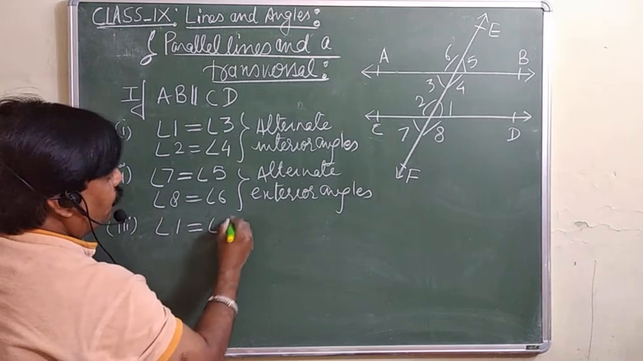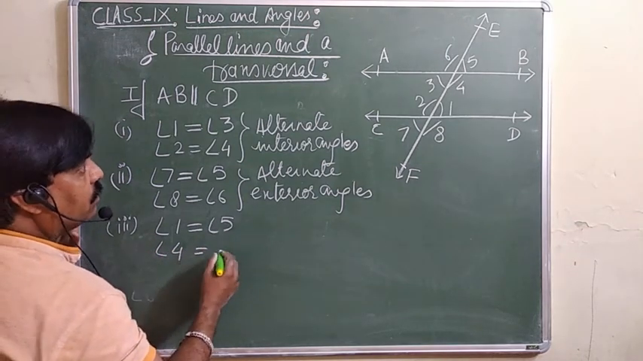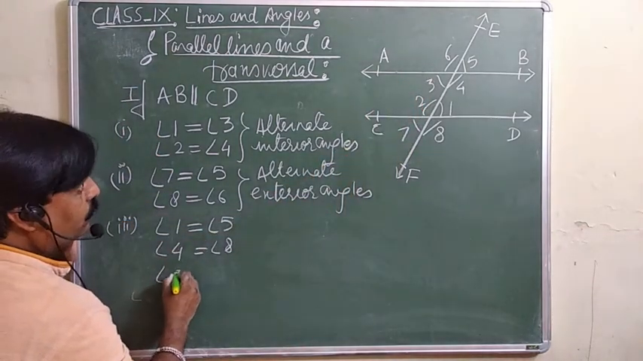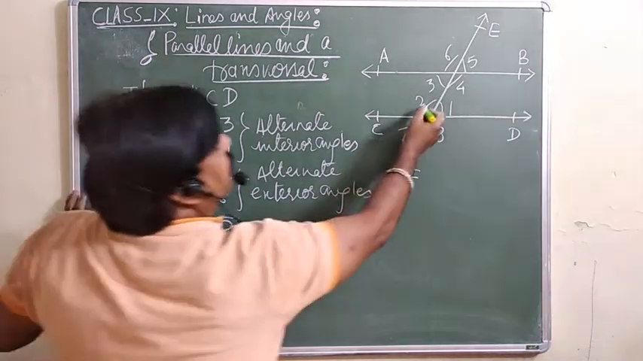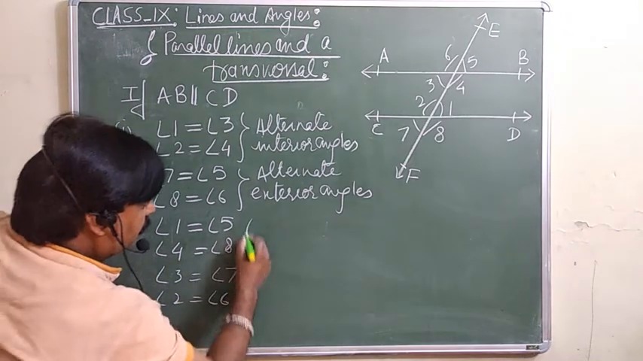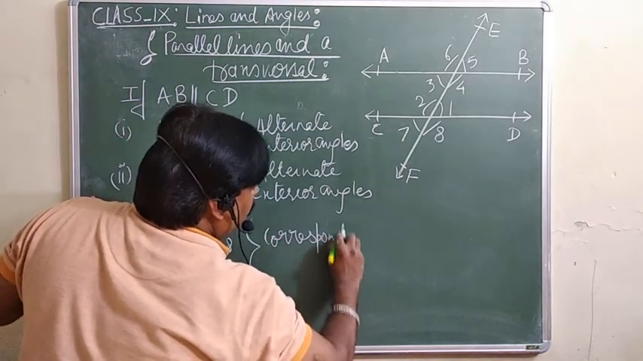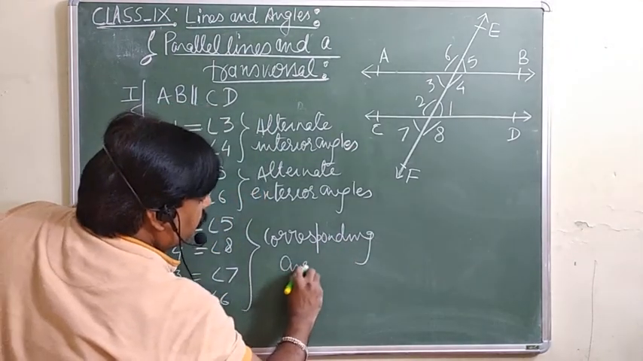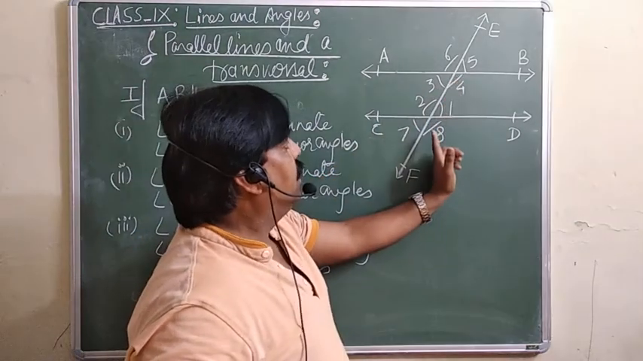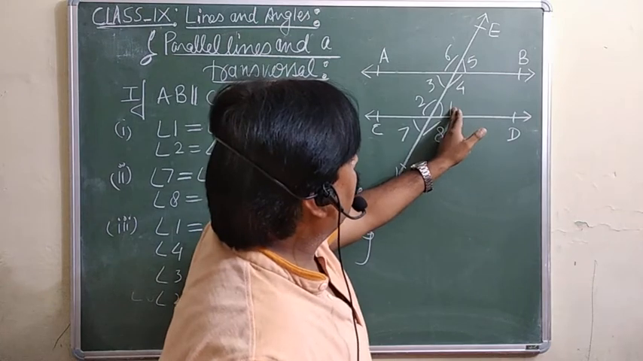Angle 1 will be equal to angle 5. Angle 4 will be equal to angle 8. Angle 3 will be equal to angle 7. Angle 2 will be equal to angle 6. And these are your corresponding angles. So you can say if the parallel lines are intersected by the third line, that is the transversal, then their corresponding angles, meaning one is exterior, another interior, are equal. Angle 1 will be equal to angle 5.